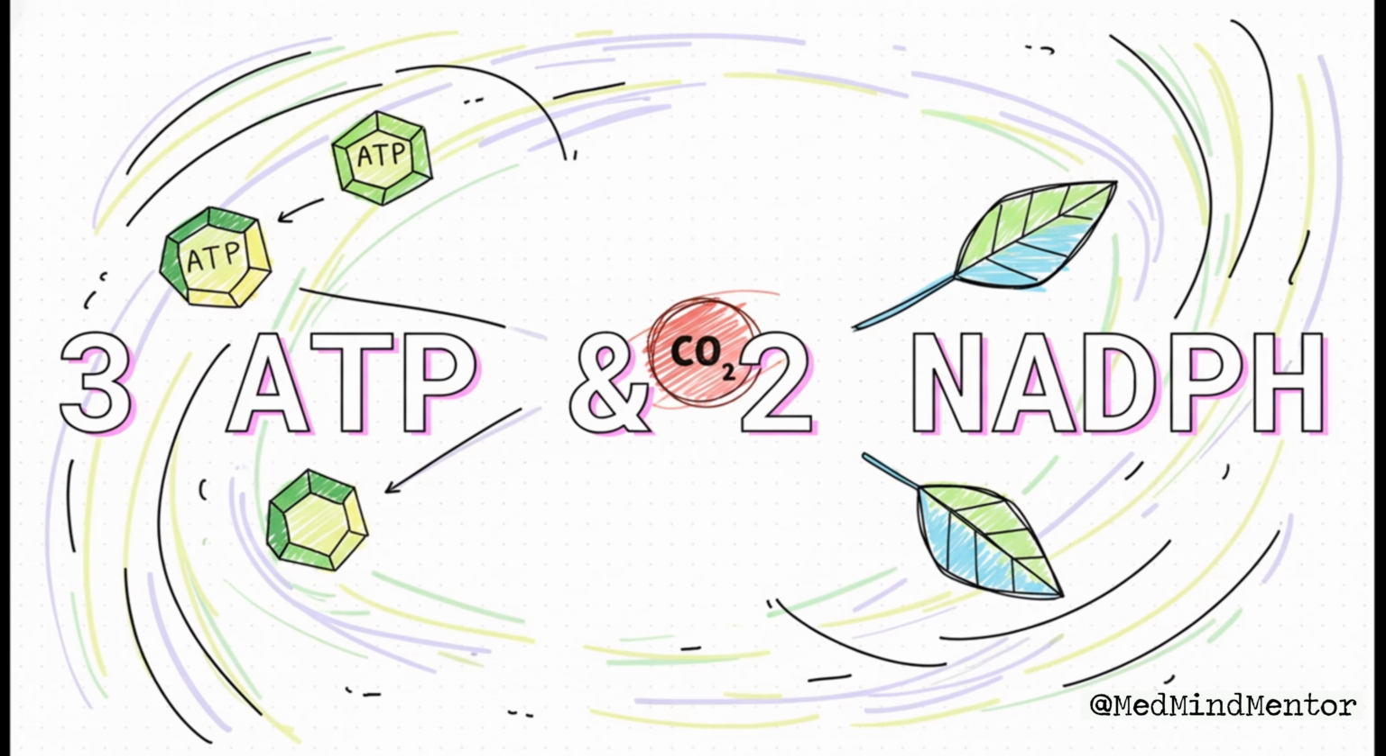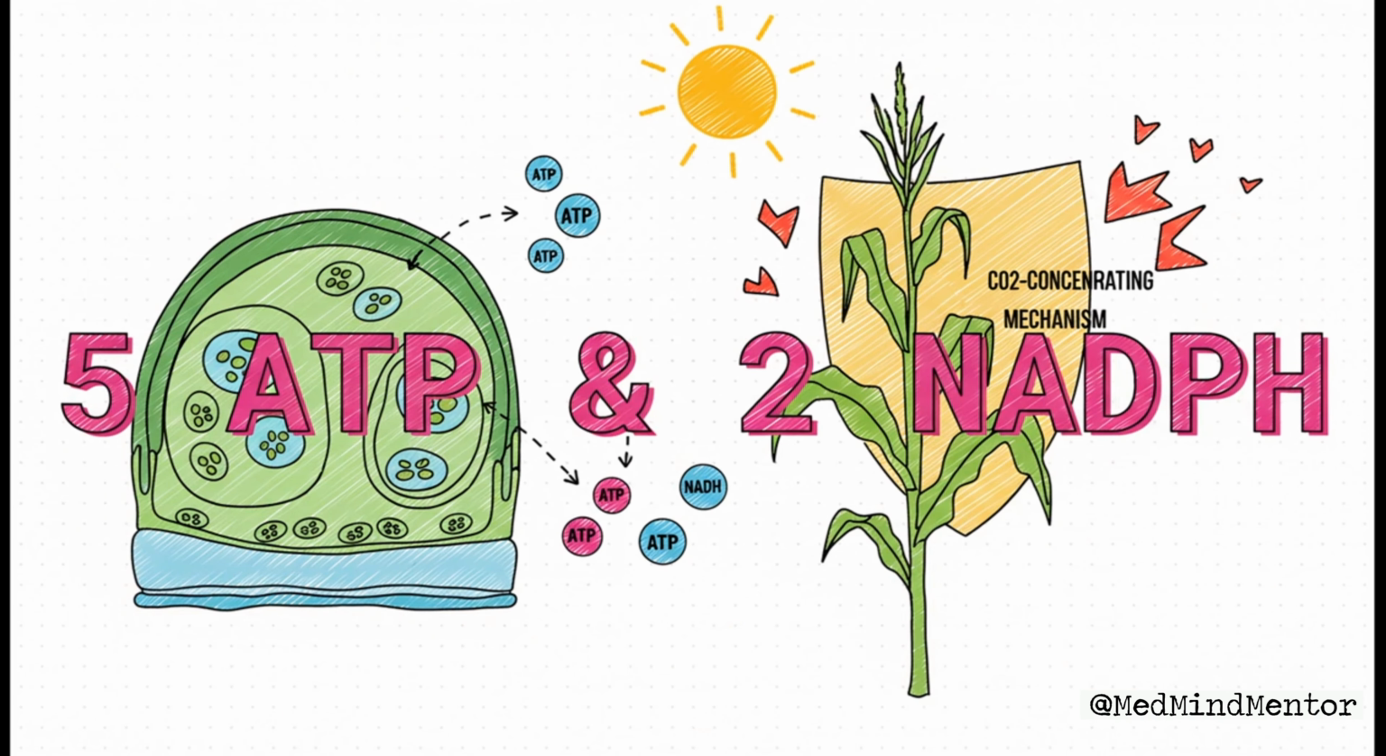So let's talk about the energy cost. To fix just a single molecule of carbon dioxide, a standard C3 plant has to spend 3 molecules of ATP and 2 of NADPH. Make sure you keep those numbers in mind. Now, take a look at the C4 plant. It spends the same 2 NADPH, but it has to spend 5 ATP molecules. So why more? Well, that extra energy is the price it pays to run that special CO2 concentrating mechanism. It's a big investment that pays off big time by helping it avoid wasteful photorespiration.